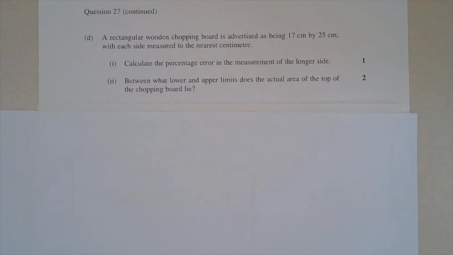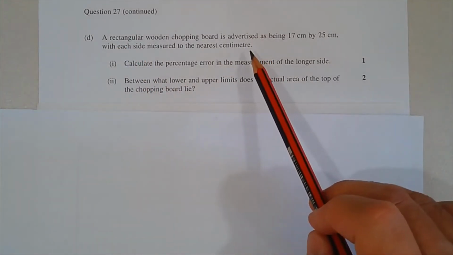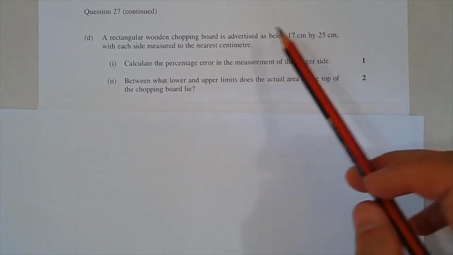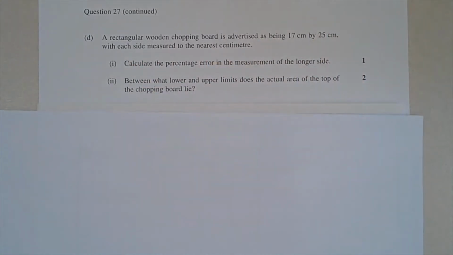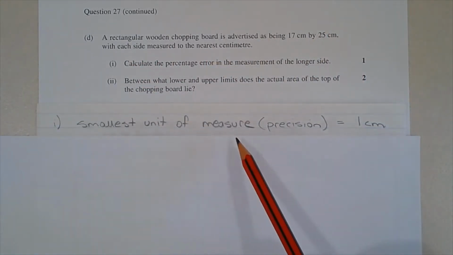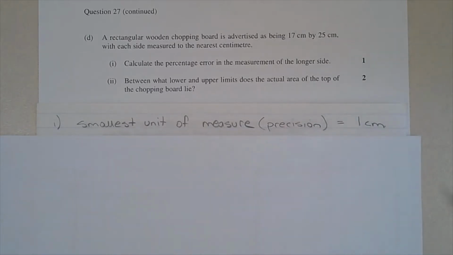Question 27D. A rectangular wooden chopping board is advertised as being 17 centimeters by 25 centimeters, with each side measured to the nearest centimeter. Part 1. Calculate the percentage error in the measurement of the longer side. Now the first thing we need is the precision or the accuracy of the measurement, and that's given in the question. So these measurements are measured accurate to the nearest centimetre. So the smallest unit of measure, or the precision, or the accuracy is 1 centimetre.